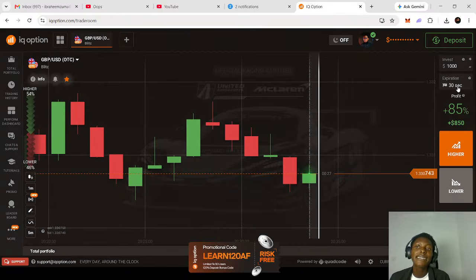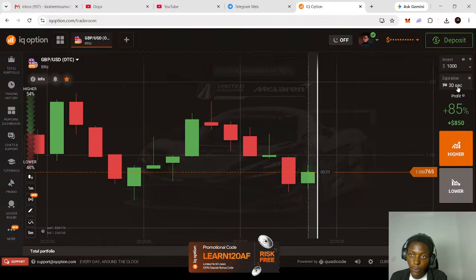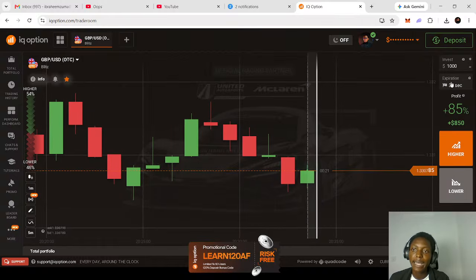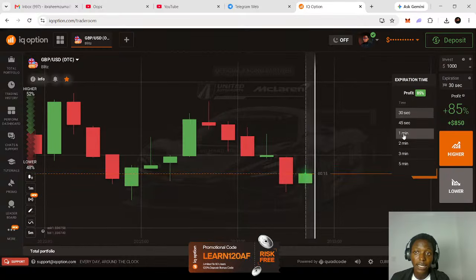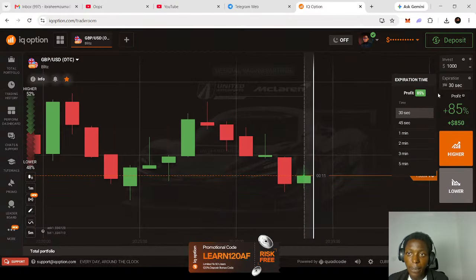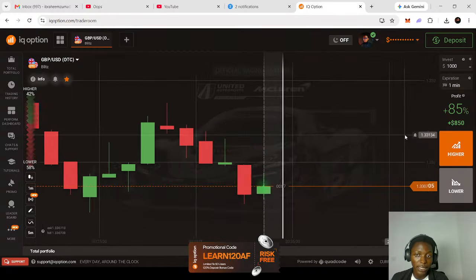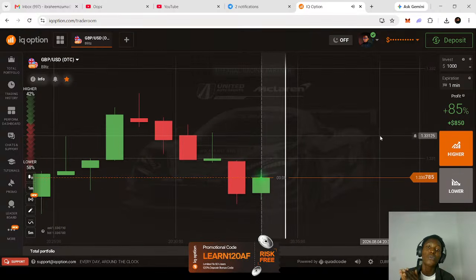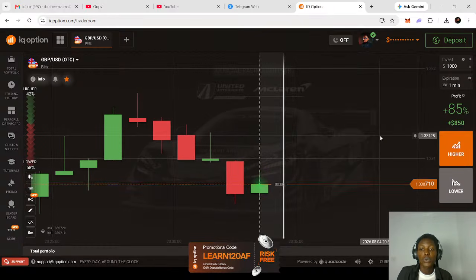So here's the expiration time for entering trades. If you come right here, here's the expiration. As you can see, you have 30 seconds, 45 seconds, 1 minute. You can change this period based on what you want. But let's say you're going to be trading for just 1 minute. So you have an expiration time of 1 minute, and you have a candle period of 1 minute.